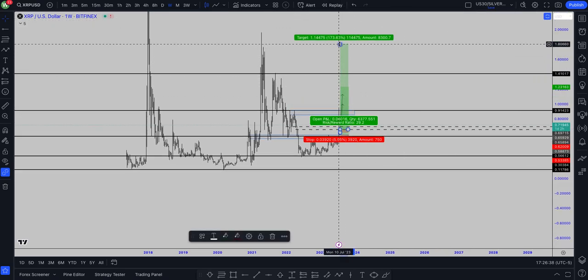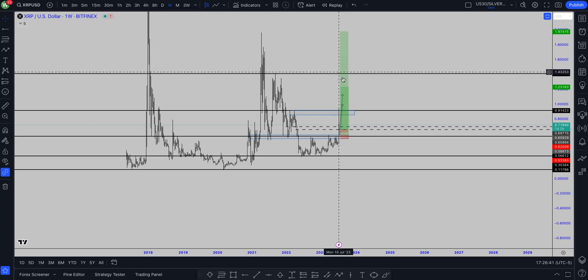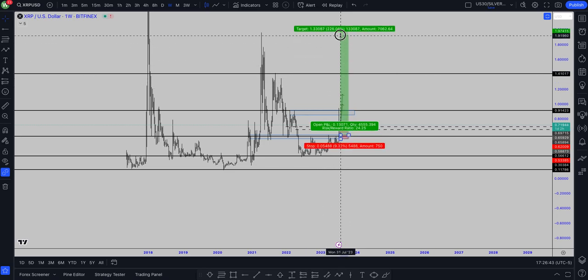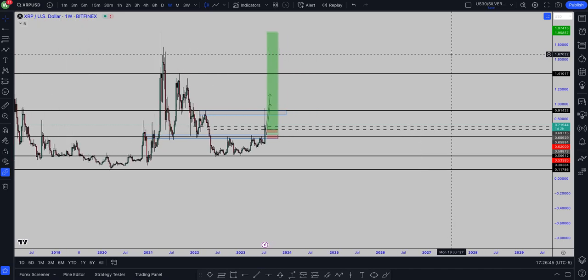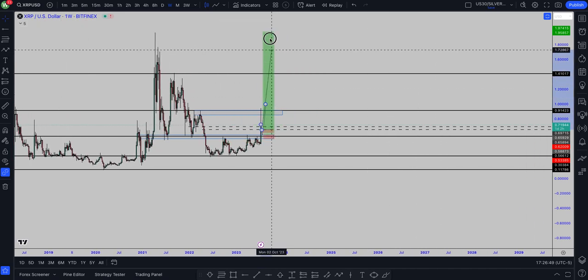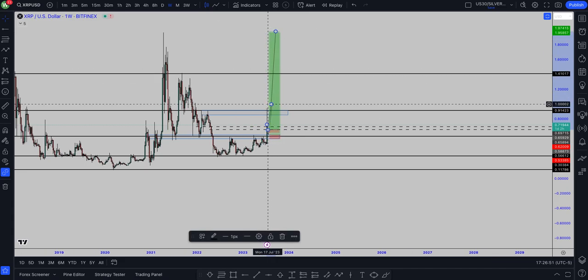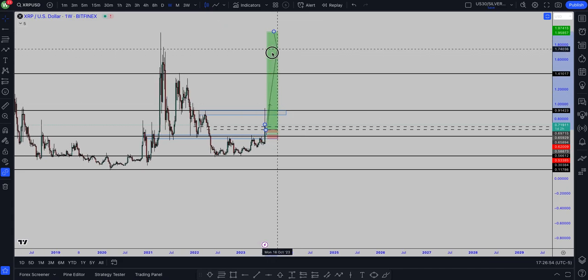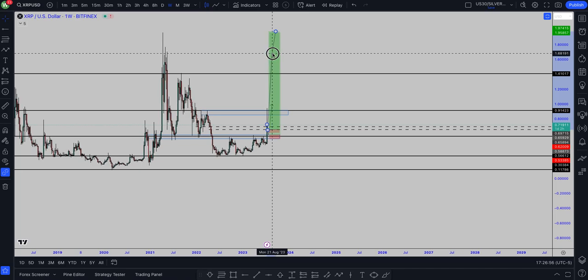Yeah, that's wild, but this is what I think though. This is what I think might happen for XRP USD. Still got a long way to go.